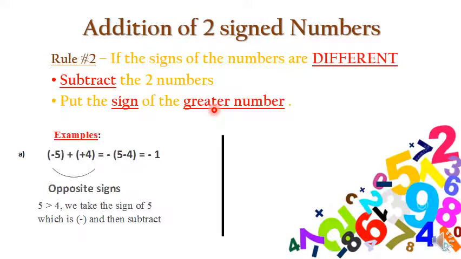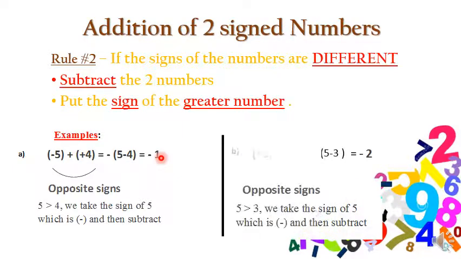Let's take an application. We have negative 5 plus 4. We are adding two different signs. So 1, we subtract the numbers. 5 minus 4 is 1. And look, what do I have to put? 5 is greater than 4. So we take the sign of 5, which is negative. So the answer will be negative 1. Put the sign of the greater number and we subtract.